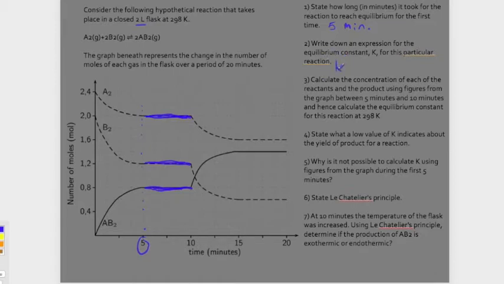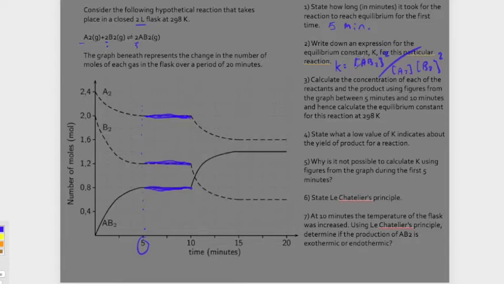I know that K is going to be equal to the concentration of products, so AB2 raised to their stoichiometric coefficient of 2, so raised to the power of 2, divided by the concentration of reactants raised to their stoichiometric coefficients. A is raised to the first power, B is going to be raised to the second power, just like that. Now I could actually calculate a K value, couldn't I?